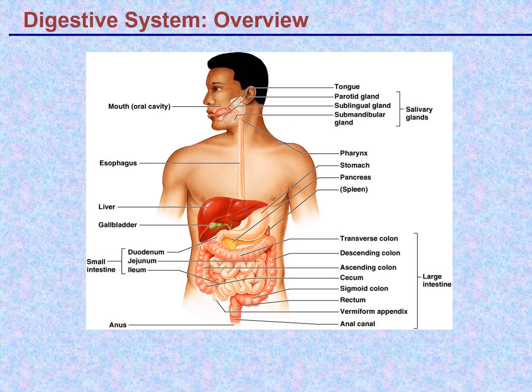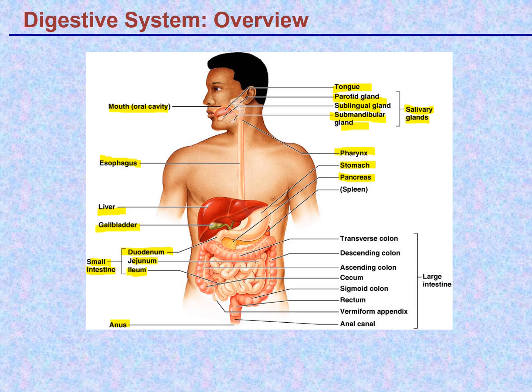Here's an overview diagram showing the different parts, and I would say pretty much almost everything is important. We will go from top to bottom when we talk about the structure. This one in brackets is an organ that you need to know, but it's not part of the digestive system, the spleen.